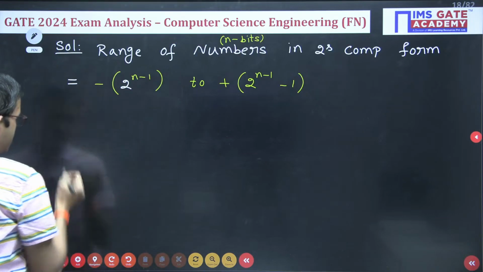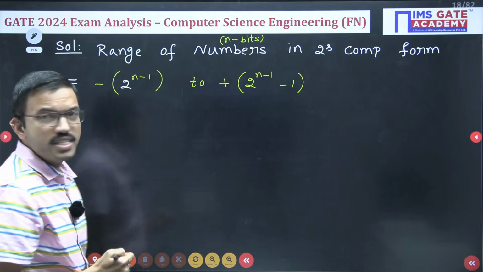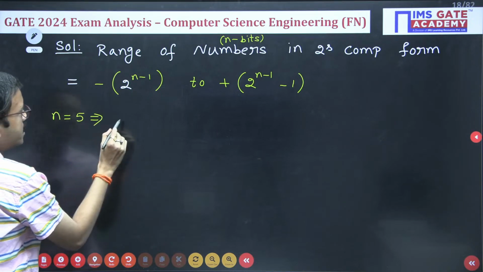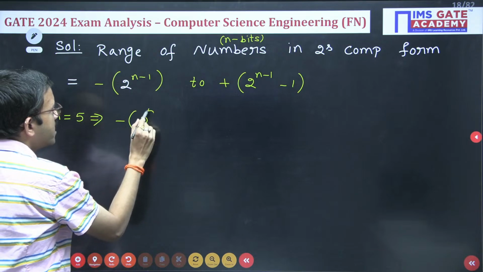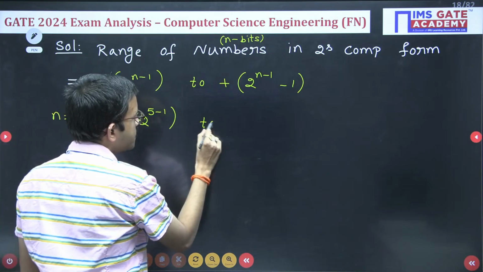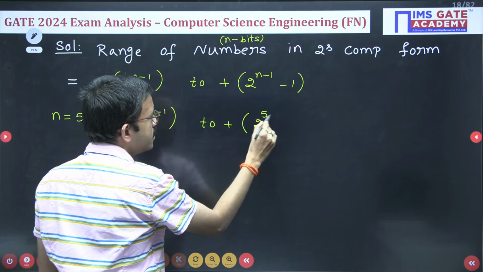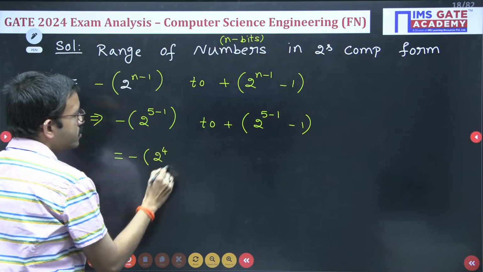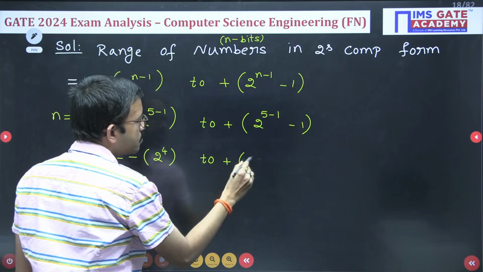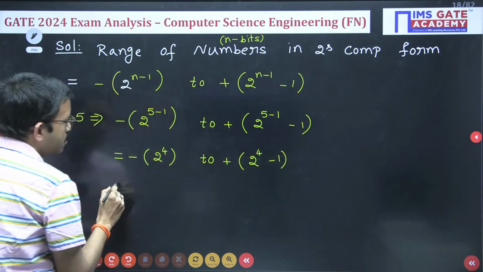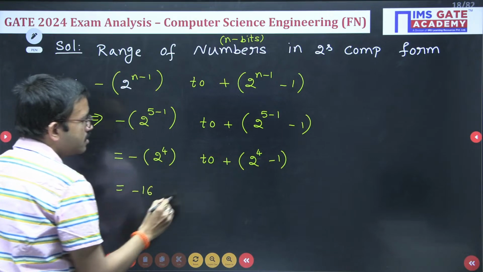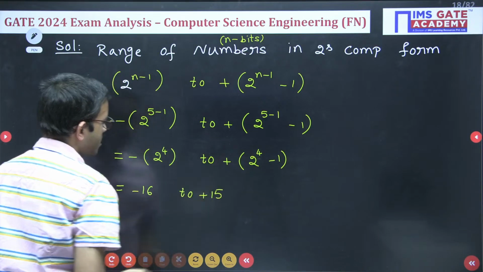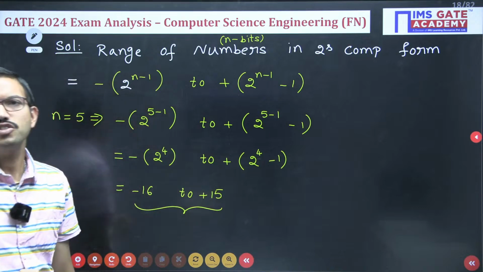So here in this case, A is a 5-bit number and B is a 5-bit number, right? So that means I am considering n value 5. So accordingly the range will be minus 2 power 5 minus 1 to plus 2 power 5 minus 1 minus 1. So from here you will get minus 2 power 4 to plus 2 power 4 minus 1. So minus 2 power 4 is nothing but minus 16 to plus 2 power 4 is 16, 16 minus 1 is 15. So this is the range you are going to get.